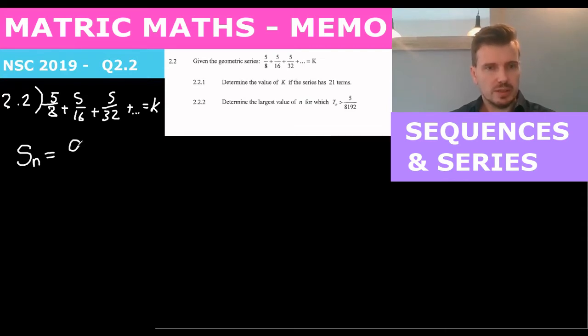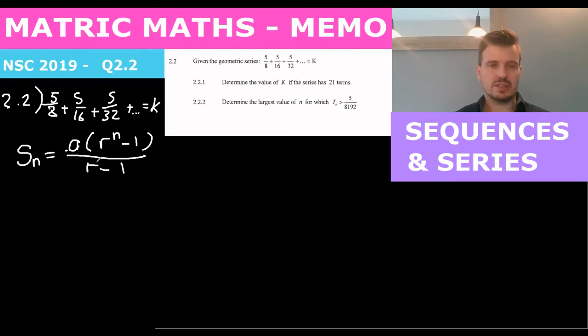It's a times r to the n minus 1 over r minus 1. Okay, this is the sum. So the first thing we need to do is find r, because we know that a is equal to 5/8. That's this one here.